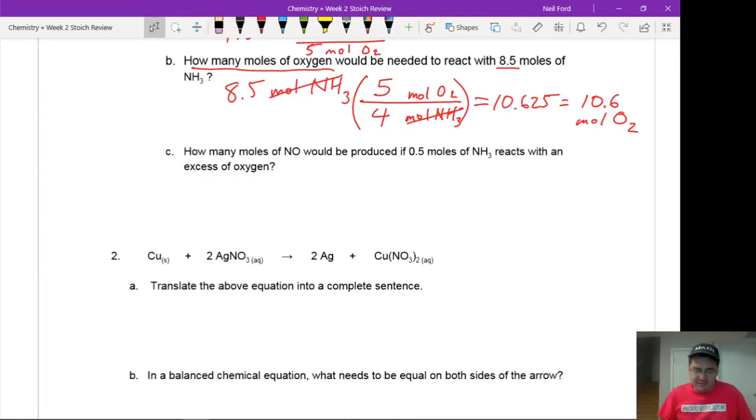How many moles of NO would be produced if 0.5 moles of NH3 reacts with an excess of oxygen? So here's what starts with 0.5 moles.